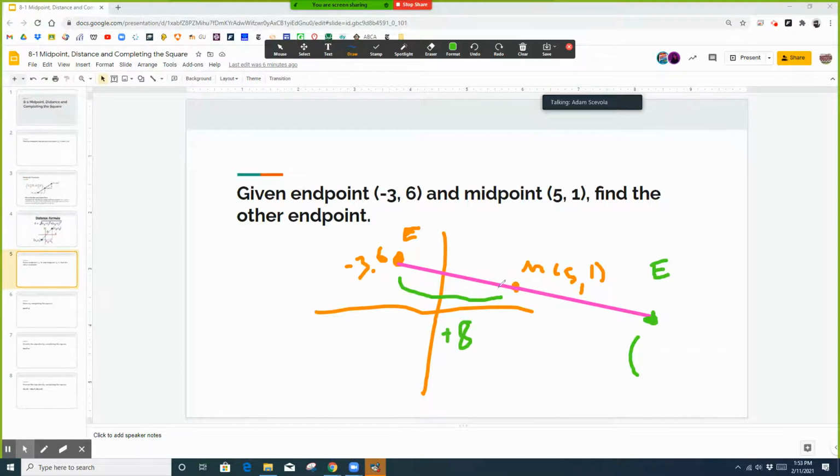So you go from one end to the middle by adding 8. Well, to get to the other end, you would add 8 again. And so 5 plus 8 is 13. So that's your other endpoint.